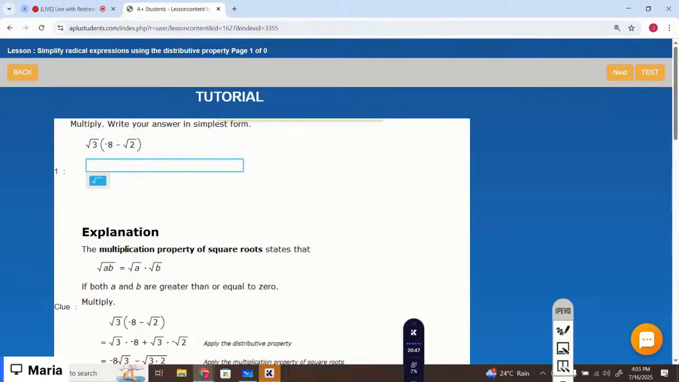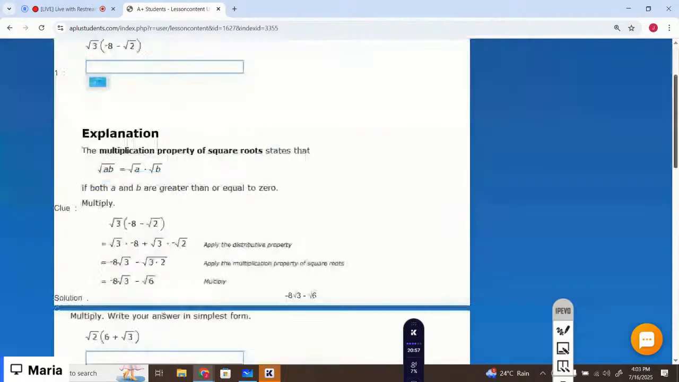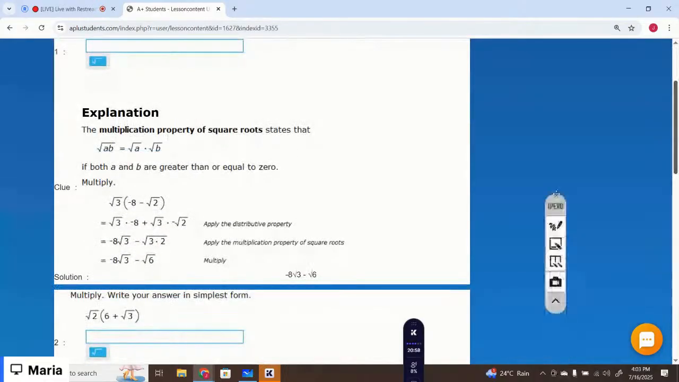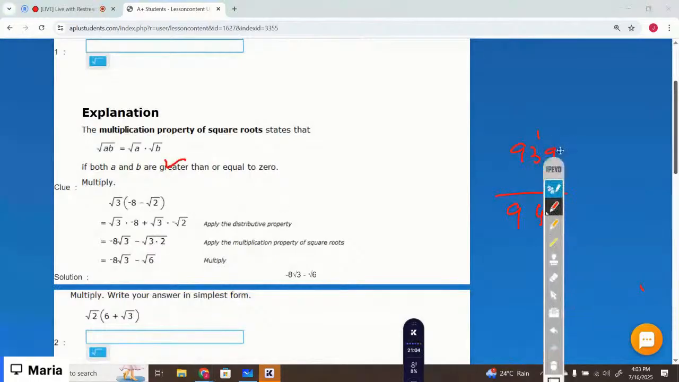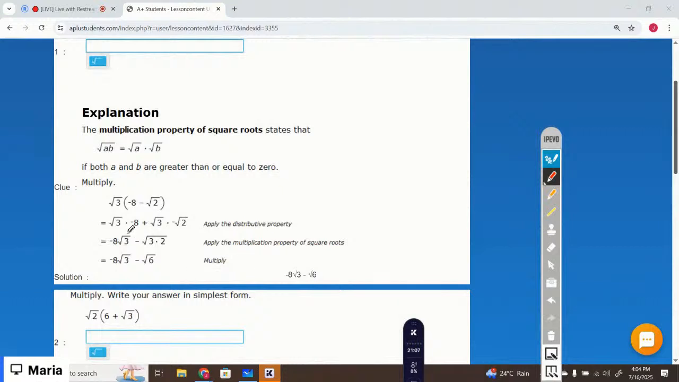Multiply, write your answer in simplest form. Square root 3 times negative 8 minus square root 2. So basically, you are going to use the multiplication property of square root that says that square root AB equals square root A times square root B. Negative 8 times square root 3 plus negative 2 times square root 3. So we can write it as negative 8 times square root 3 minus square root of 3 times 2. That is negative 8 square root 3 minus square root 6.